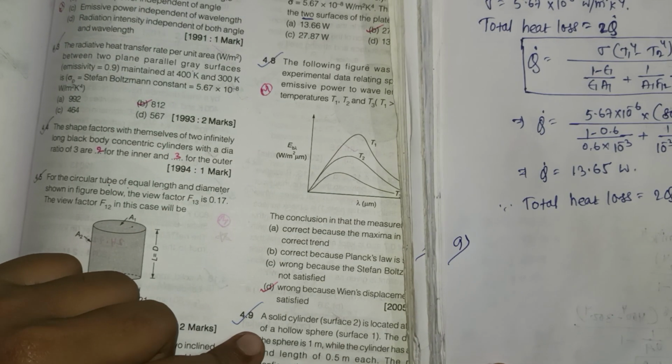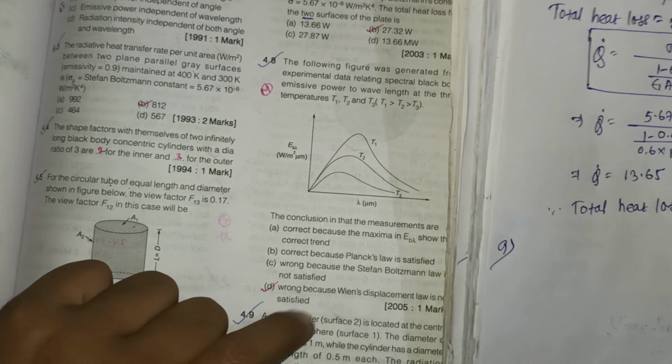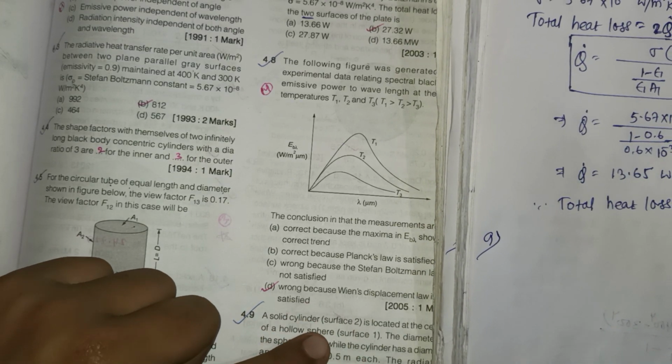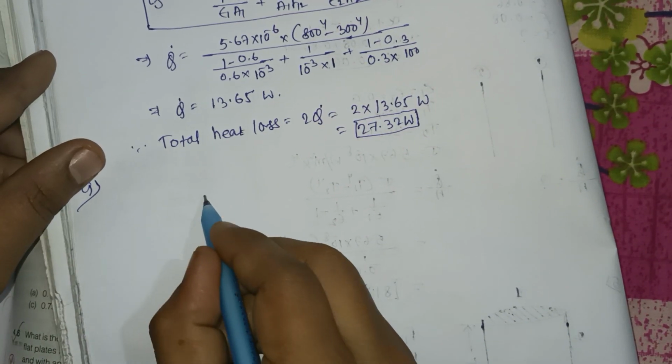What is given? A solid cylinder surface 2 is located at the center of a hollow sphere. So here, this is the hollow sphere.